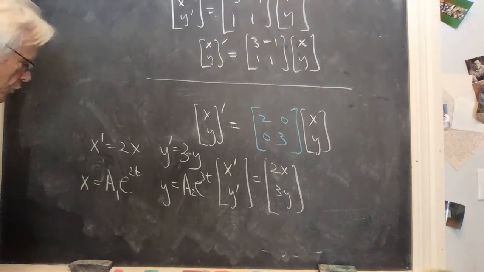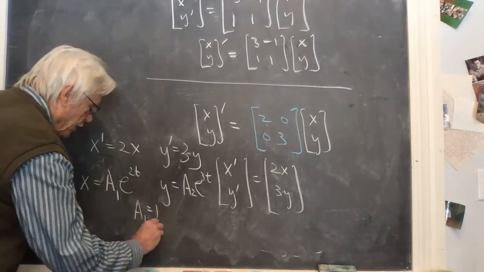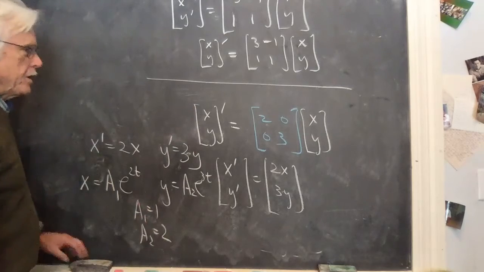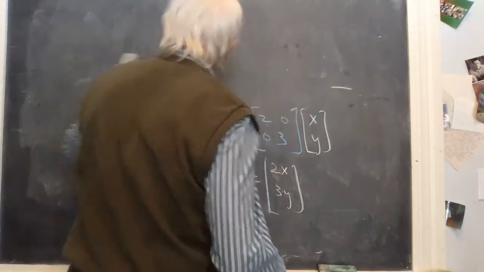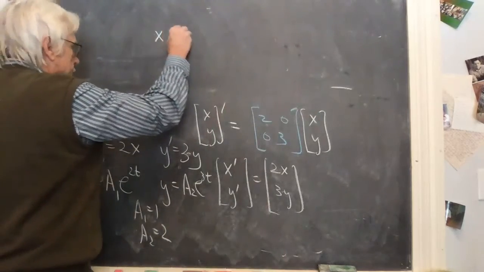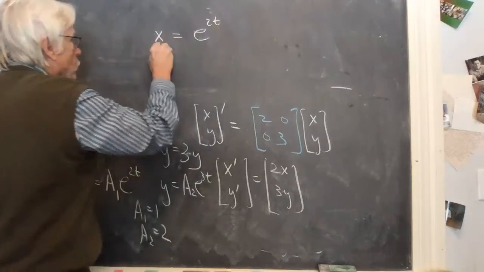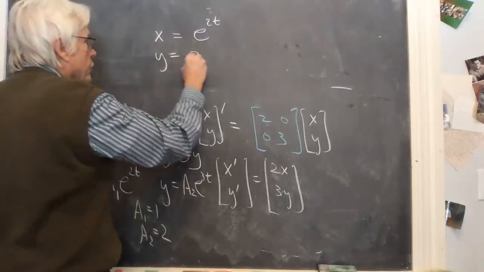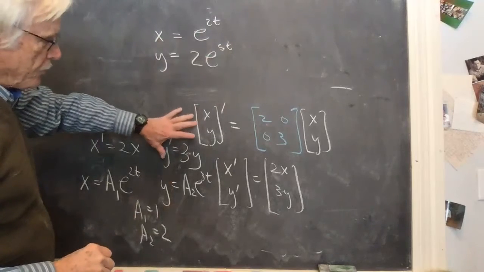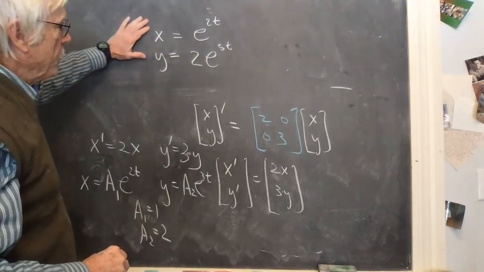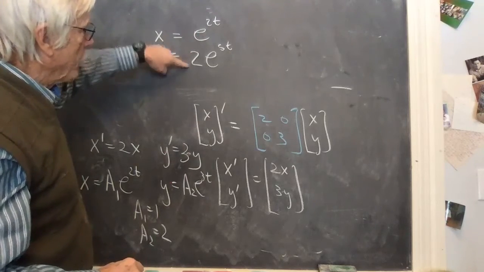The solution here, let's suppose that a1 is 1 and a2 is 2. Then the exact solution tells you that x would be equal to e to the 2t, and y would be equal to 2e to the 3t. This is the solution to that system of equations. And what's it good for? This is good for prediction. If t is 0, you get the initial populations 1, 2.